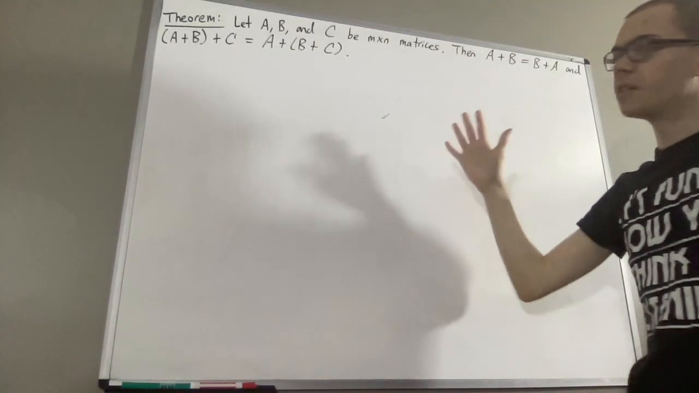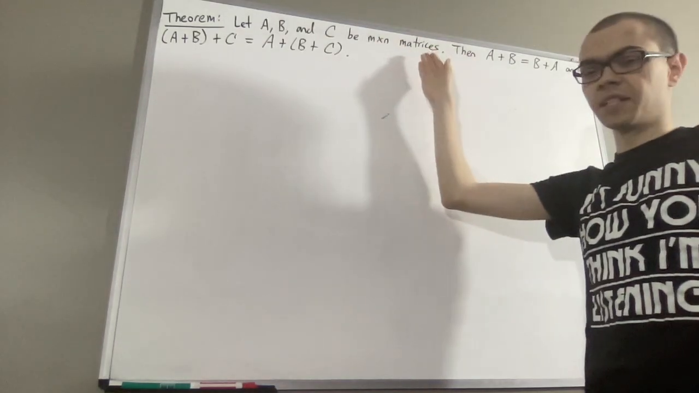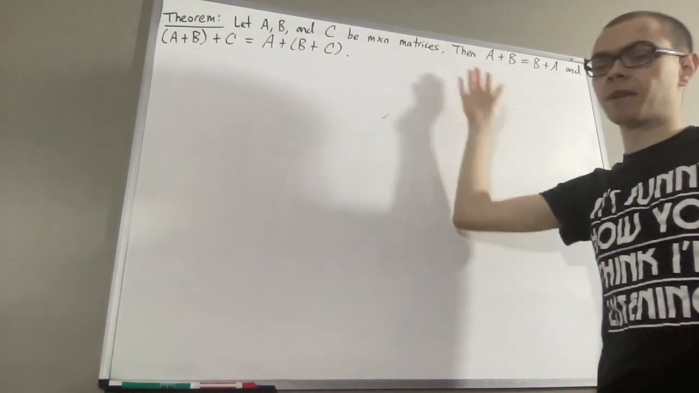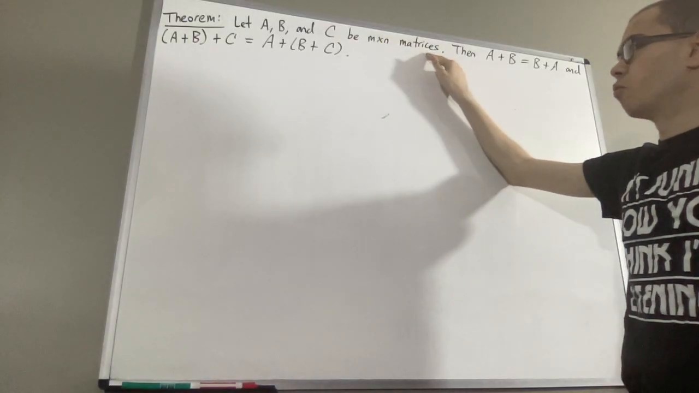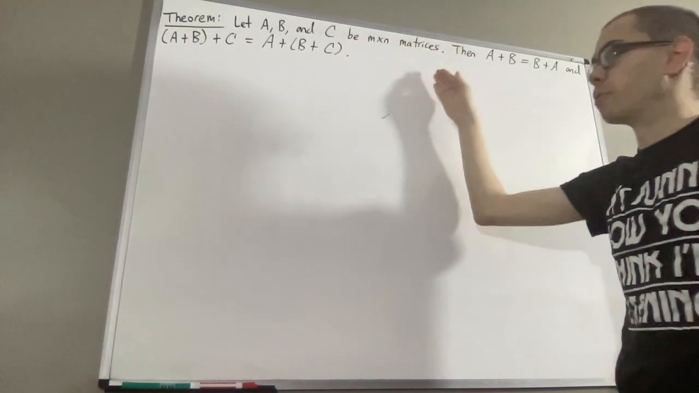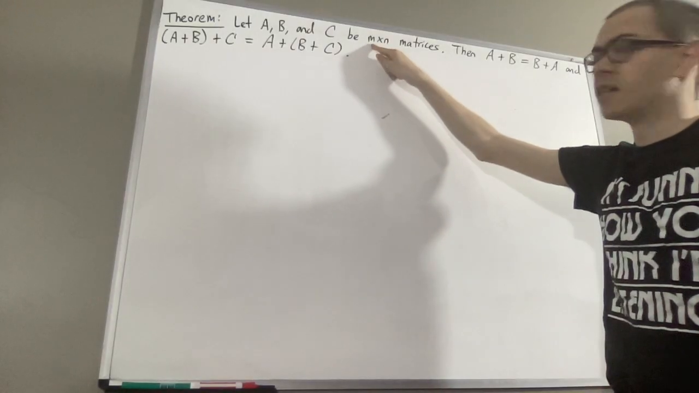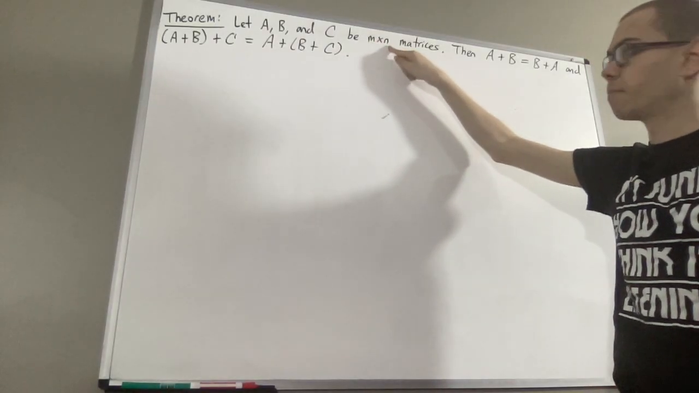Now first, a matrix is a rectangular array of numbers. So an m by n matrix would be a rectangular array of numbers with m rows and n columns.